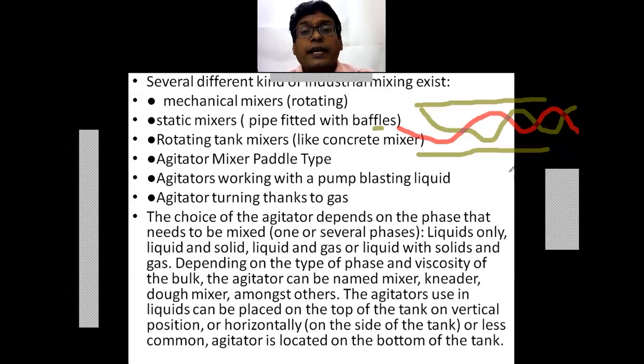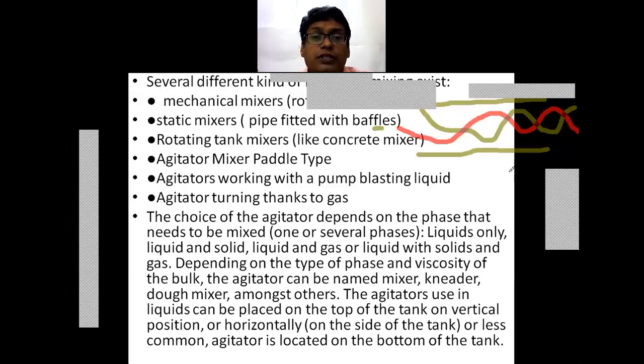Then there are rotating tank mixers. We have already seen these on the roadside or at construction sites, where the tank itself is rotated to obtain a proper mixture of concrete. But in the case of agitators, an impeller and a shaft are attached to a motor. This is the difference between the mixer and the agitator, and we are focusing on that today.